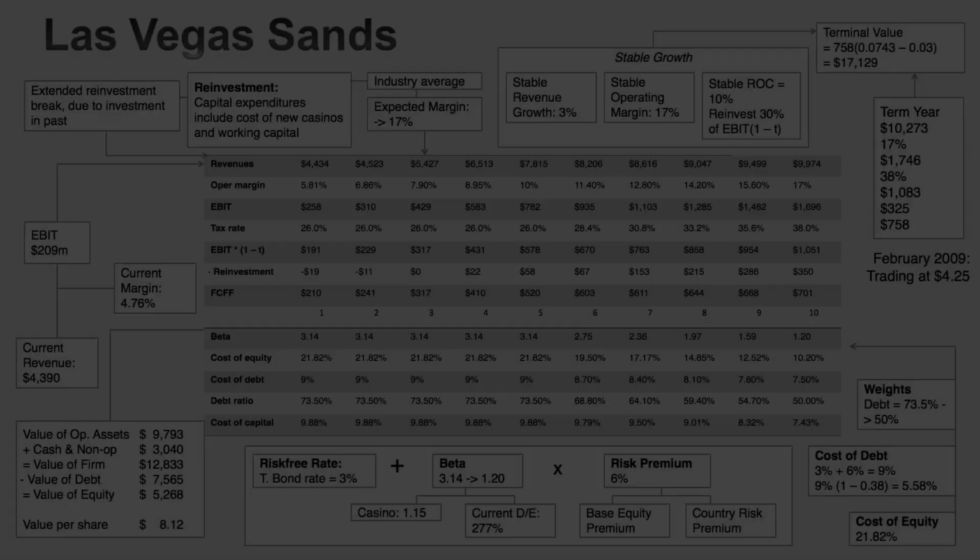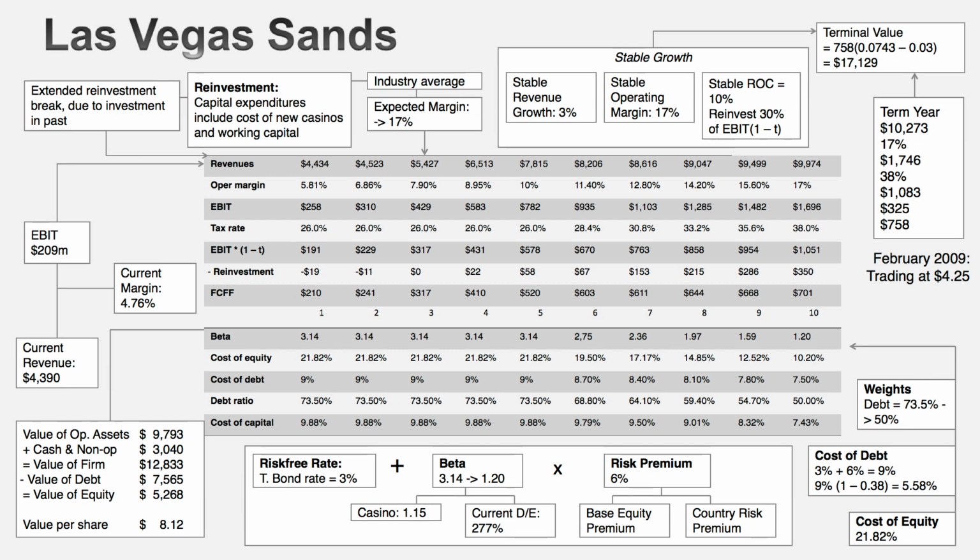So let me illustrate this with a very simple example. This is a valuation I did in February of 2009 of a company called Las Vegas Sands. It's a casino company. A fairly large casino company, a fairly successful casino company for the prior part of that decade. In fact, between 2000 and 2007, this company grew fast, built lots of new casinos, but borrowed a substantial amount of money to build these casinos. And as long as times were good, that didn't get them into trouble.